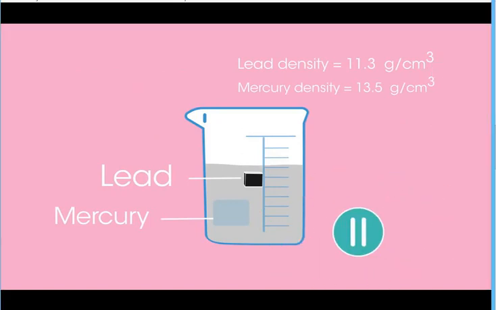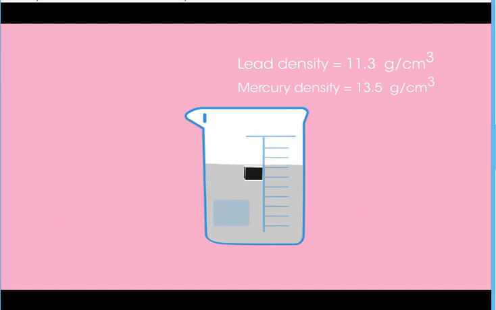Yes, you can pause and tell us: if mercury has a density of 13.5 and lead has a density of 11.3, if you drop lead into mercury, is it going to float or is it going to sink? Just by looking at the numbers, I'm sure you must be able to see whether it will float or it will sink.